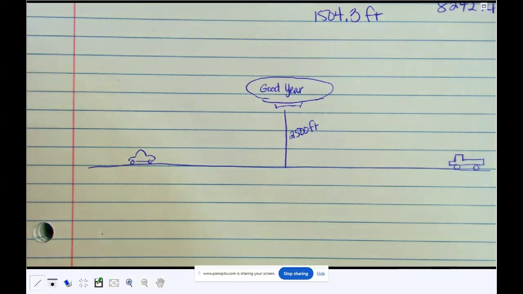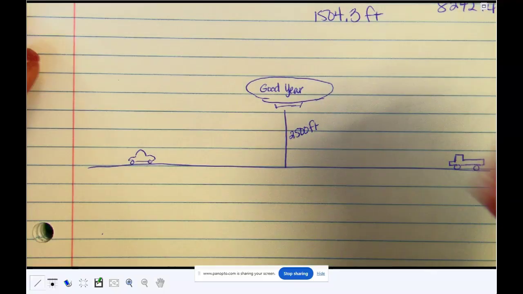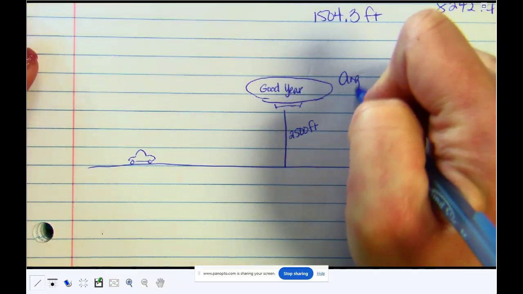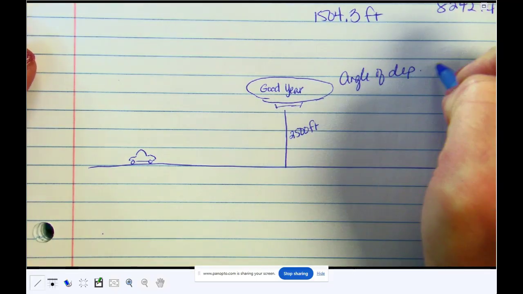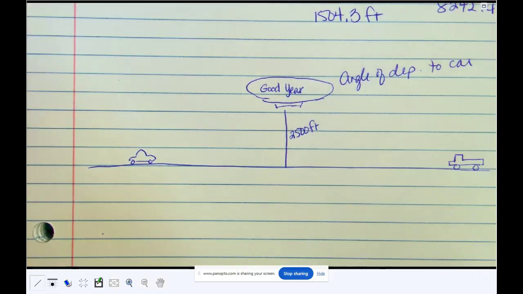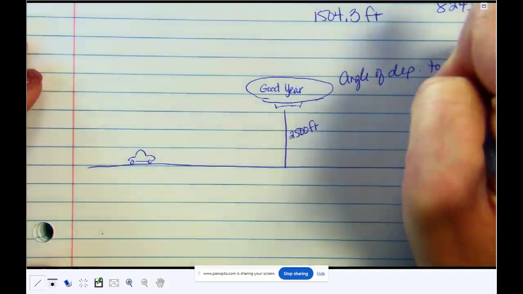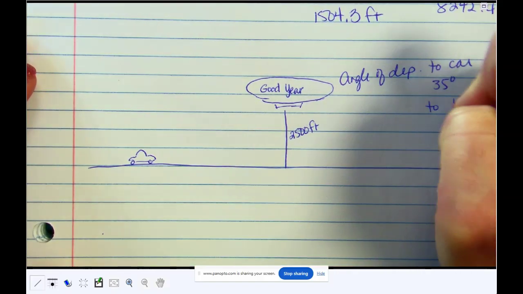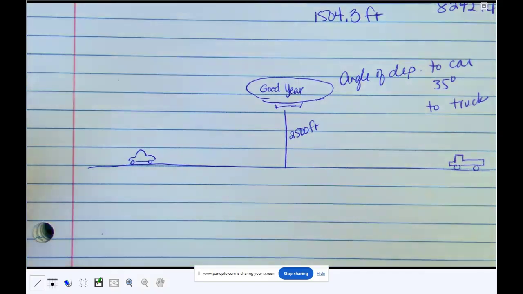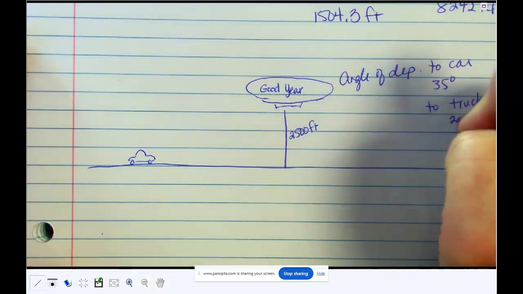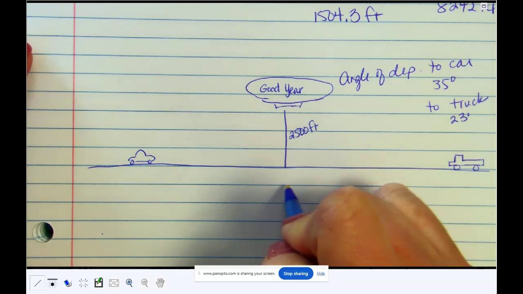Okay. So, in this situation, we have a blimp flying above a road, and it's above the road and between 2 parked cars. Well, a car and a truck. So the angle of depression to the car is 35 degrees, and the angle of depression to the truck is 23 degrees. I want to know, how far apart are they?